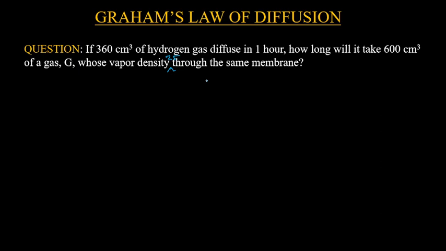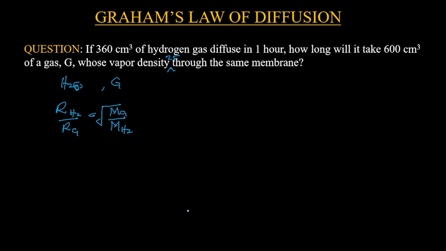All right, so let's look at this. Again, we can use the same expression. We have hydrogen gas there, and we also have a different gas, which we are calling G. Now, we can say that the rate of diffusion of the hydrogen gas to the rate of diffusion of the gas G will be equal to the square root of the molar mass of G divided by the molar mass of hydrogen gas. Okay, so this expression we are going to use.